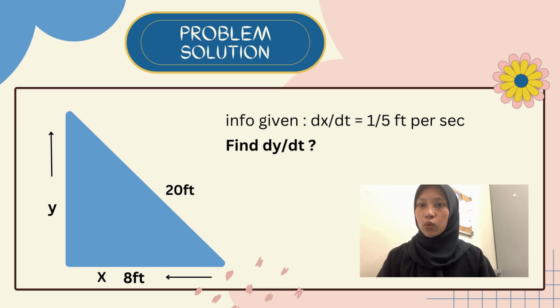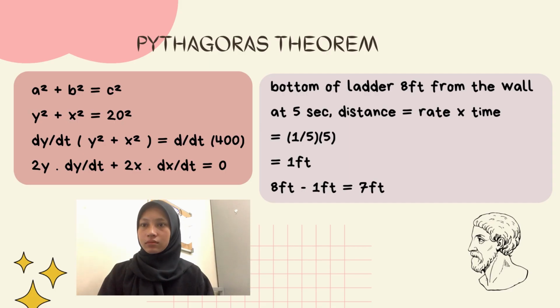From the info given, we know that dx over dt is 1 per 5 feet per second. Then, we need to find dy over dt. From the figure that we have drawn, we know that this equation is related to Pythagoras theorem. As we all know, the Pythagoras theorem formula is a squared plus b squared is equal to c squared. Therefore, we can substitute the information that has been given into the equation and then we need to differentiate the equation.